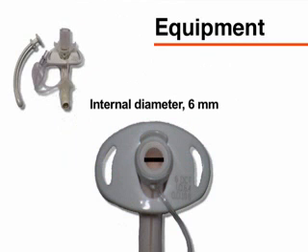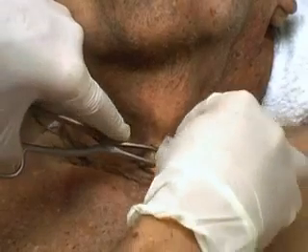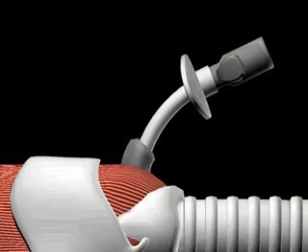A 6 mm internal diameter tracheostomy tube should be used. The tube should be no larger than 7 mm in internal diameter. A larger tube would be difficult to insert into the cricothyroid membrane.